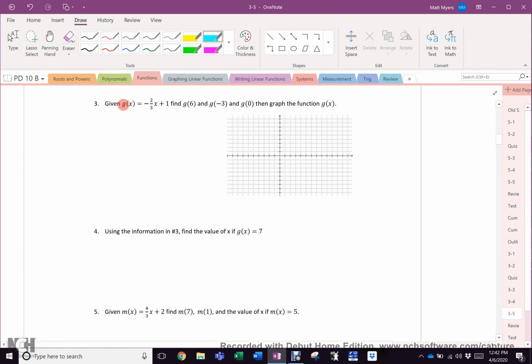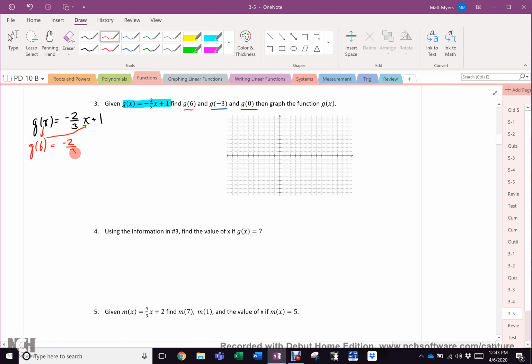So here I have a new function. It's named g. So I write out g of x equals negative 2/3 x plus 1. And now I just got to put those values in here. So I'm going to use red, blue, and green. So I want the g of 6. So the g of 6, that x has become a 6, so that 6 becomes an x.